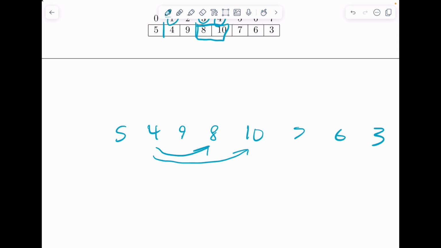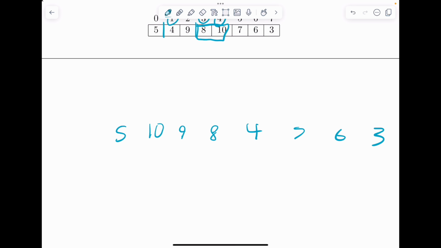Is 4 bigger than both of those? No, it isn't. 8 and 10 are both bigger than 4. So what we're going to do is swap out 4 with the bigger of its 2 children. In this case, it's 10. So we're going to swap 10 and 4 to make this. So that is how we do that. We've got one more step now.